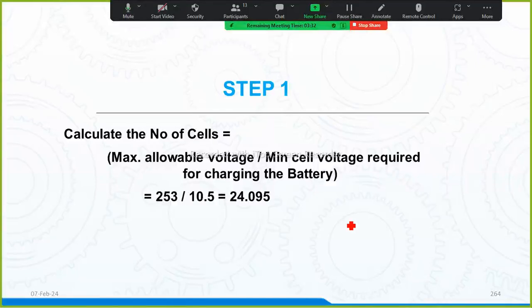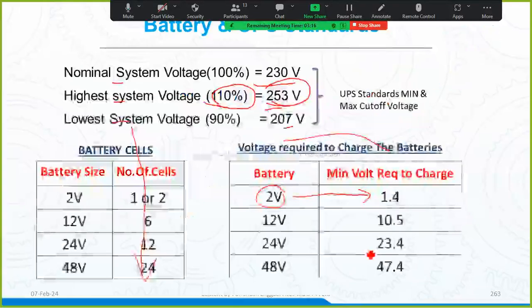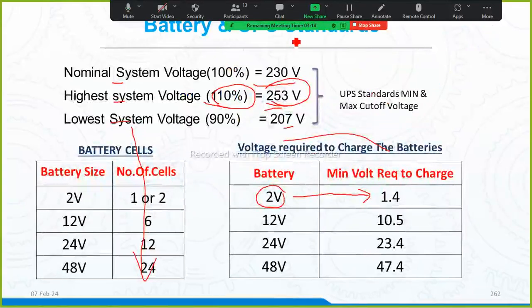Number of cells is equal to maximum allowable voltage divided by minimum voltage required to charge the battery. What is the number of cells? I'll tell you in the conclusion. So what is the maximum allowable voltage? 230 plus or minus 10%, which I told you. That is, the maximum allowable voltage is 253.